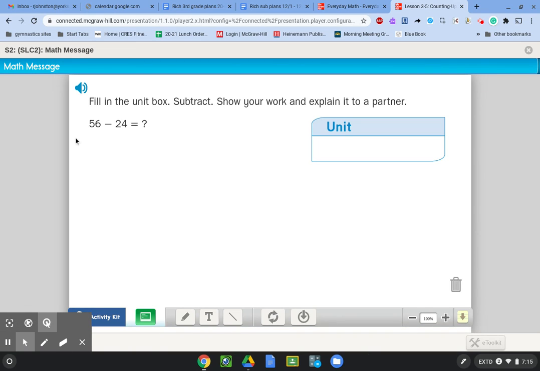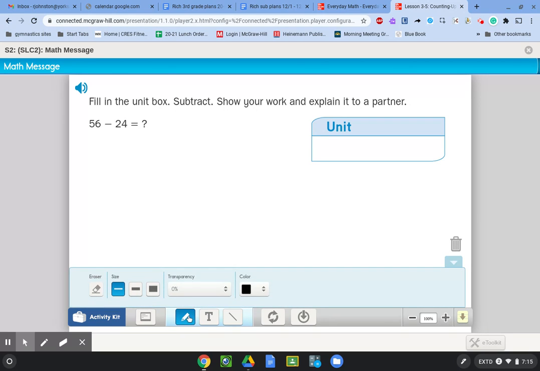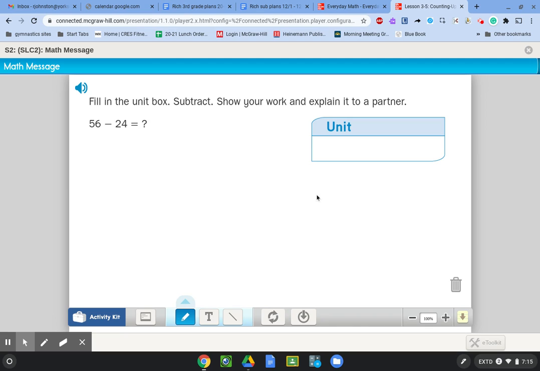Okay, so here's the math message for today. Fill in the unit box. Remember, if we're not doing a number story that talks about kittens or dogs or pennies or marbles, then you can just fill in your own unit with whatever you want. So I'm going to fill it in with squids today. We're talking about squids. Doesn't really matter. Fill in the unit box.